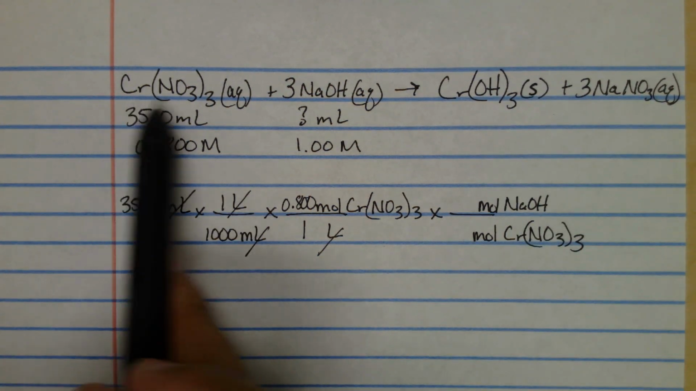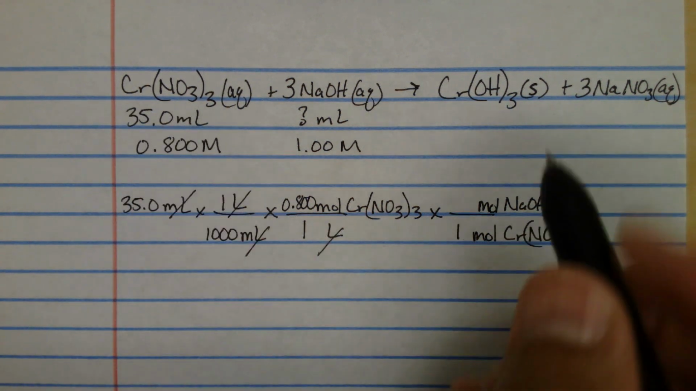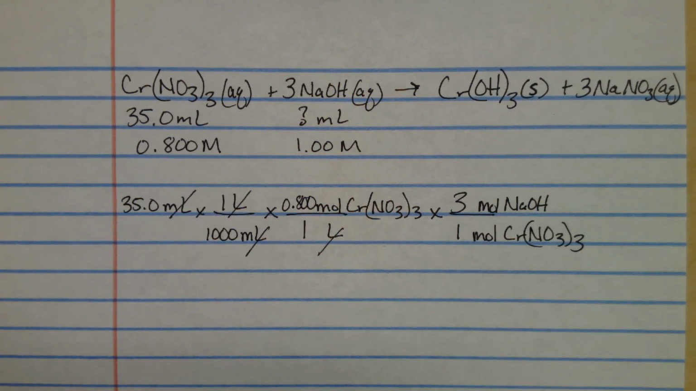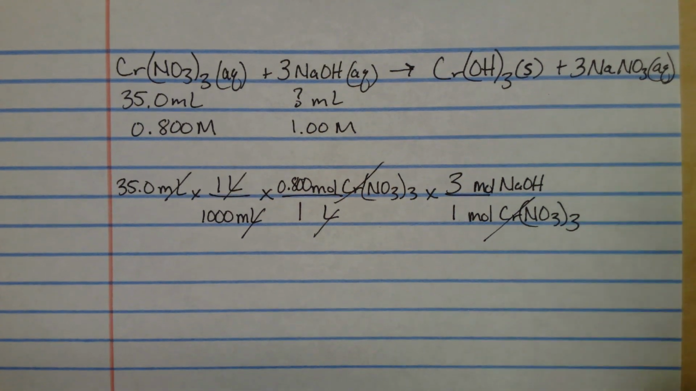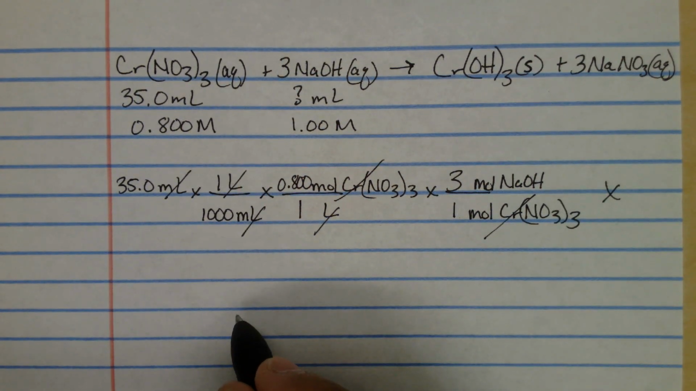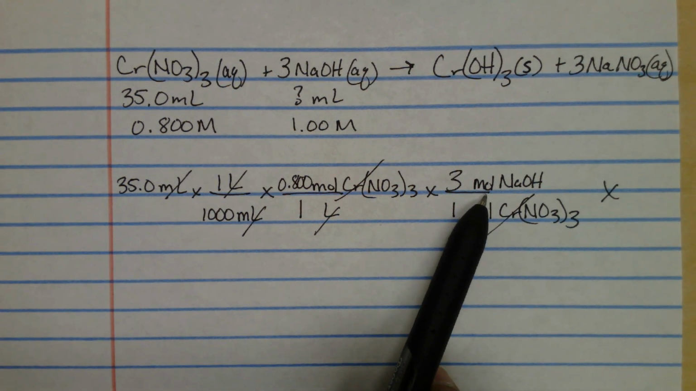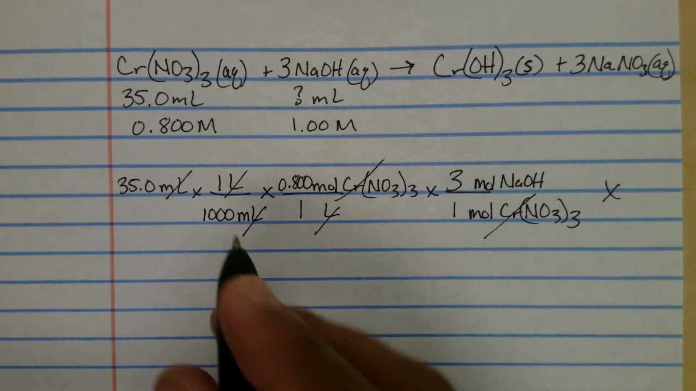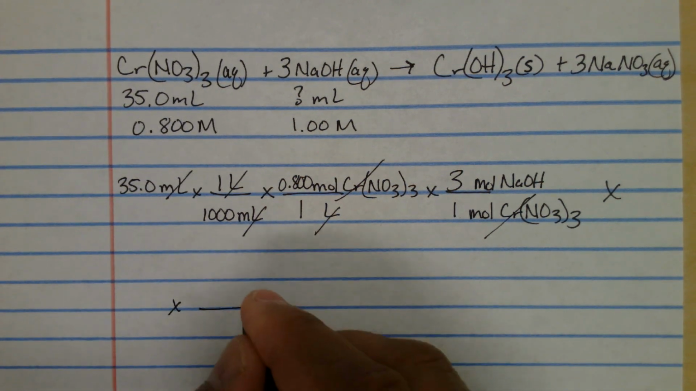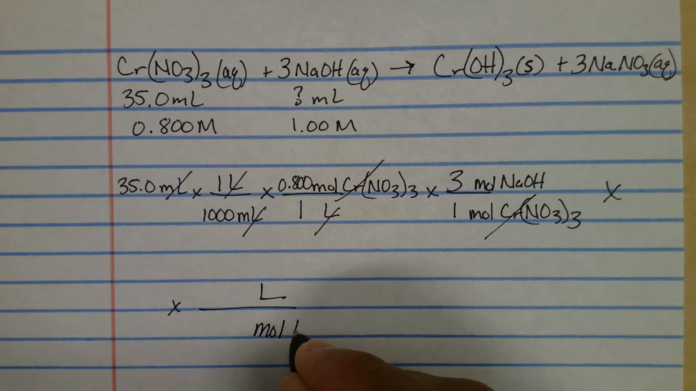So according to the balanced equation, for every 1 mole of the chromium nitrate that reacts, there are 3 moles of the sodium hydroxide that reacts. So now these units cancel. And I'm running out of space here, so I'll continue below. We have moles of the sodium hydroxide. Now notice what I'm going to do here. The question is asking what's the volume of the sodium hydroxide. So from mole of sodium hydroxide, I can convert to the liter of sodium hydroxide and cancel the mole.